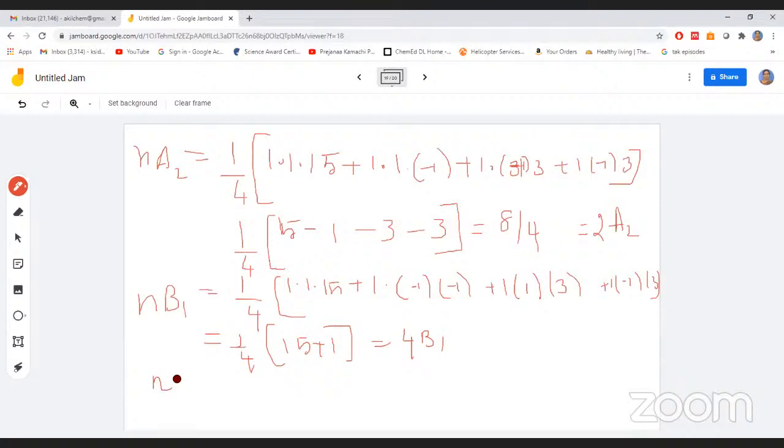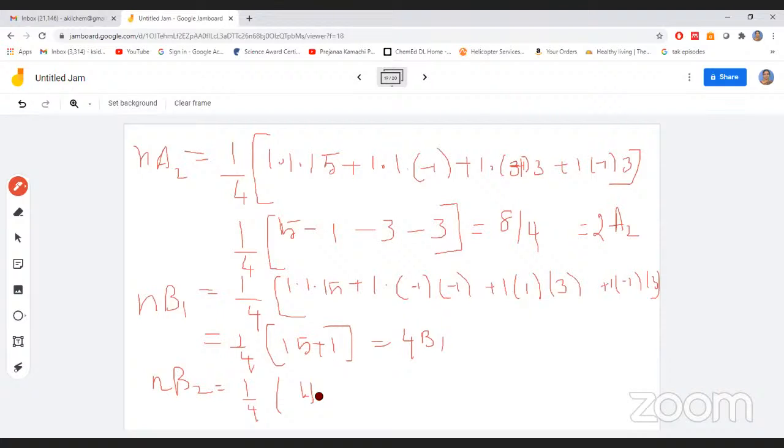NB2 is equal to 1 by 4 into. So that is homework for you. You just try this after listening to this talk. Try how many B2s are there.